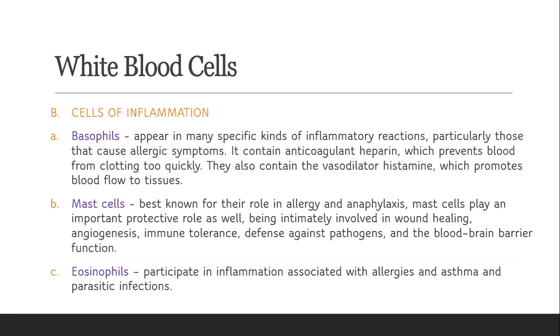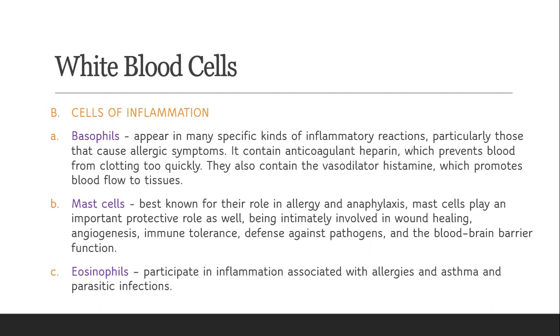Then the cells of inflammation, we have the basophil, which appear in many specific kinds of inflammatory reactions that particularly that causes allergy symptoms. So it contains anticoagulant heparin, which prevents blood from clotting too quickly. And they also contain a histamine that promotes blood flow to the tissues.